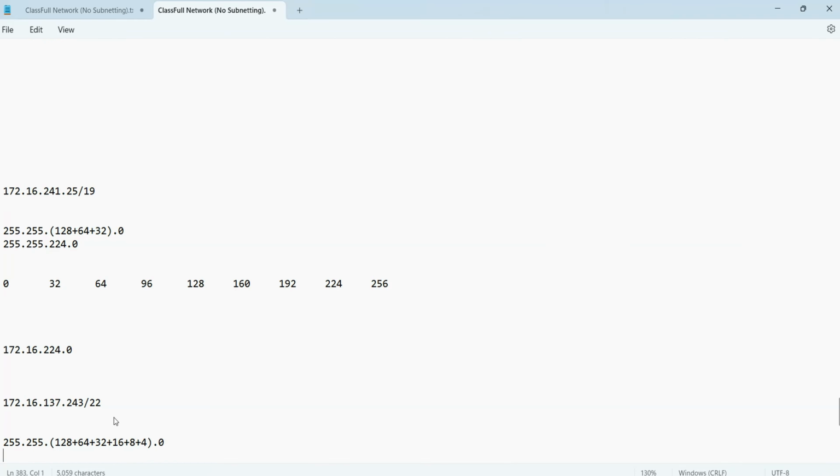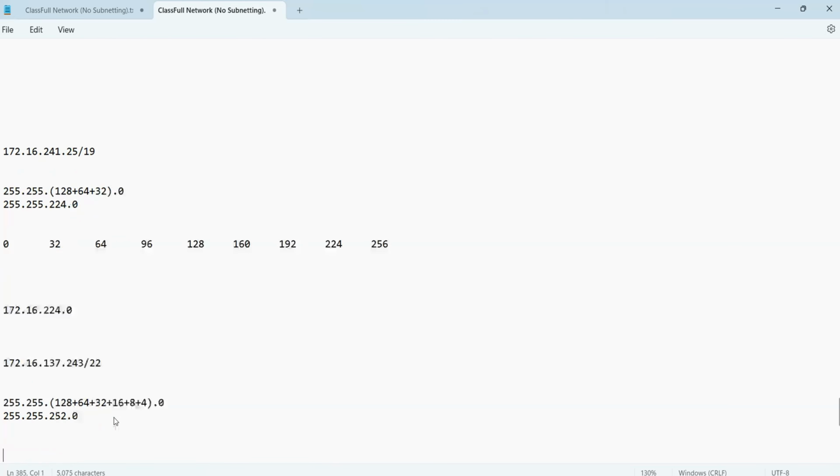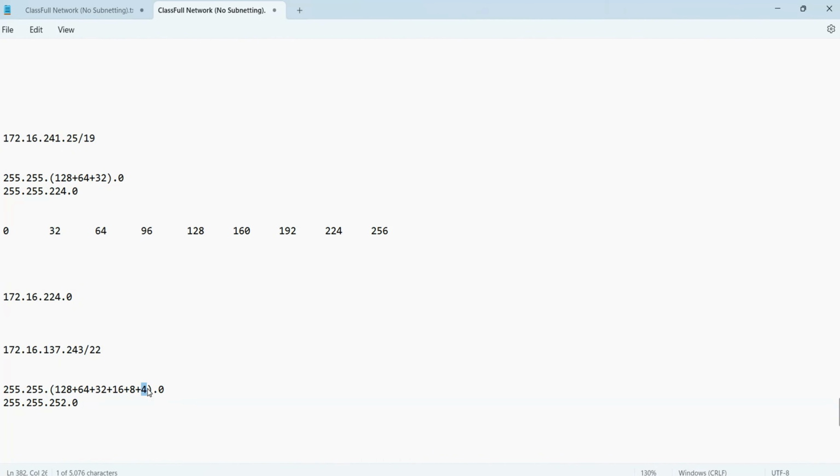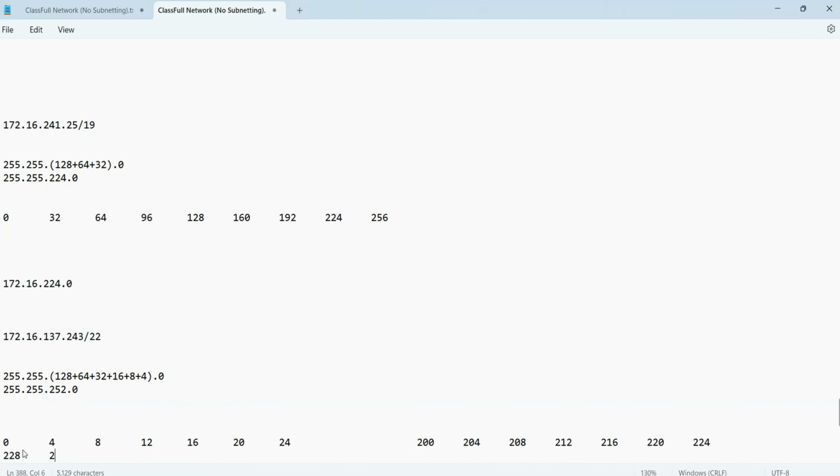So that's how I get 255.255 dot, 128 plus 64 is 192, 224, 240, 248, 252. That's my subnet mask. Okay, what is the jump start? Well, the jump start is 4, and I'm focusing on the third octet by jumping by 4. So it says 0, 4, 8, 12, 16, 20, 24. Eventually, it's going to reach 200, then 204, 208, 212, 216, 220, 224, 228, 232, 236, 240, 244, 248, 252, and the last number is 256.